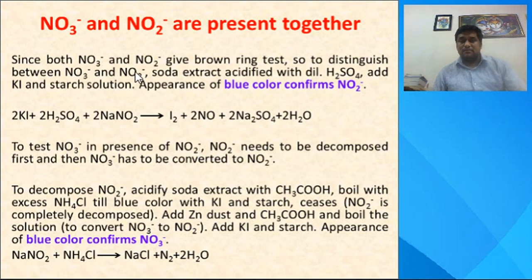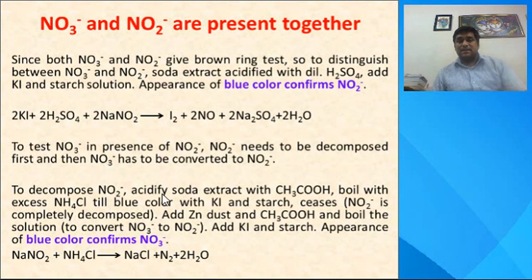Take the soda extract of the mixture, acidify it using dilute sulfuric acid, then add potassium iodide and starch solution. Appearance of blue color confirms nitrite. Then to test nitrate, what do we need to do? We need to decompose the nitrite present in the mixture first, then convert the nitrate into nitrite.